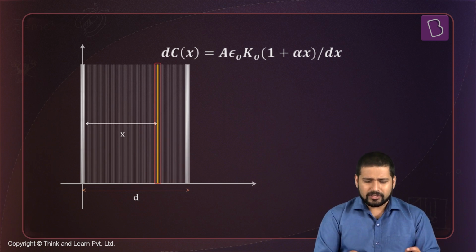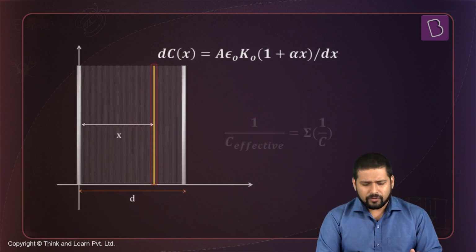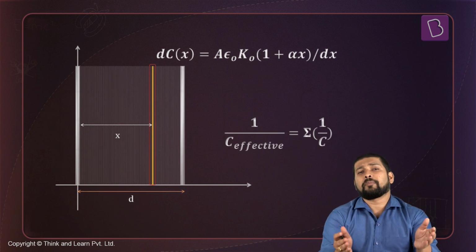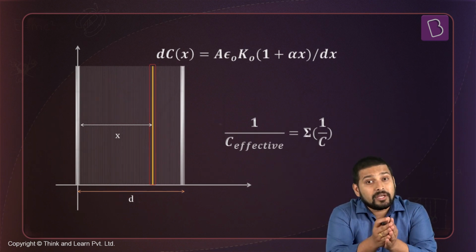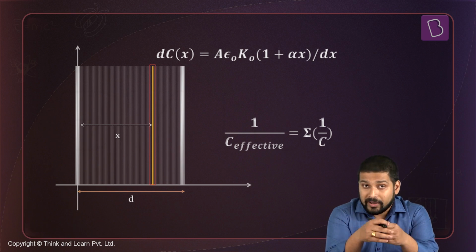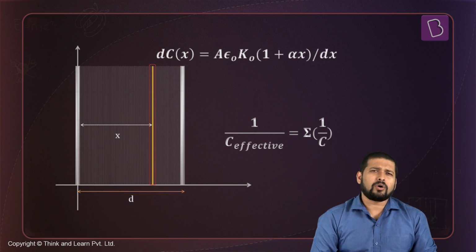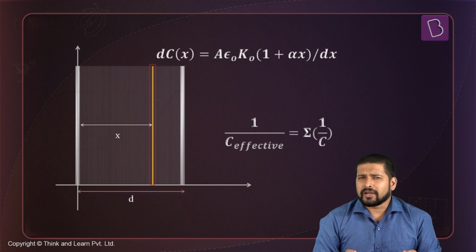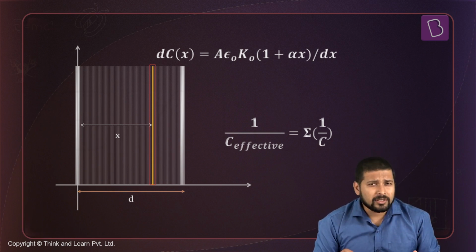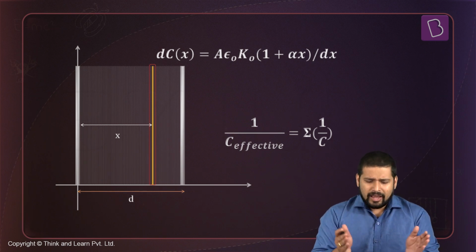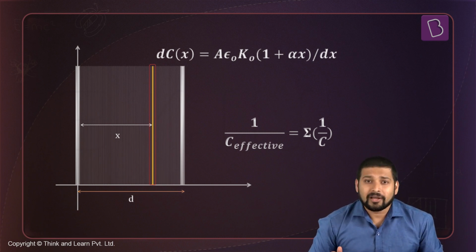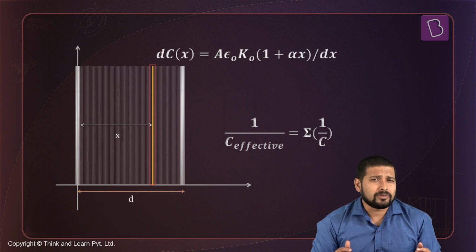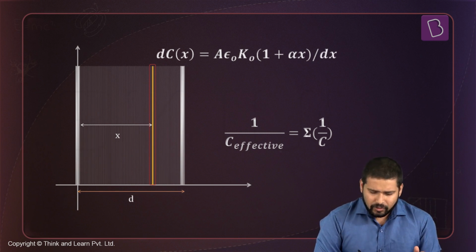Now to find the value of C effective, since all of them are connected in series, I get 1 by C effective equal to the summation of 1 by C. But in this case, since all of them are infinitesimally small, differential capacitors, I have to add them up differently, right? So simple summation is not going to work in this case. I need to change the summation to integration.